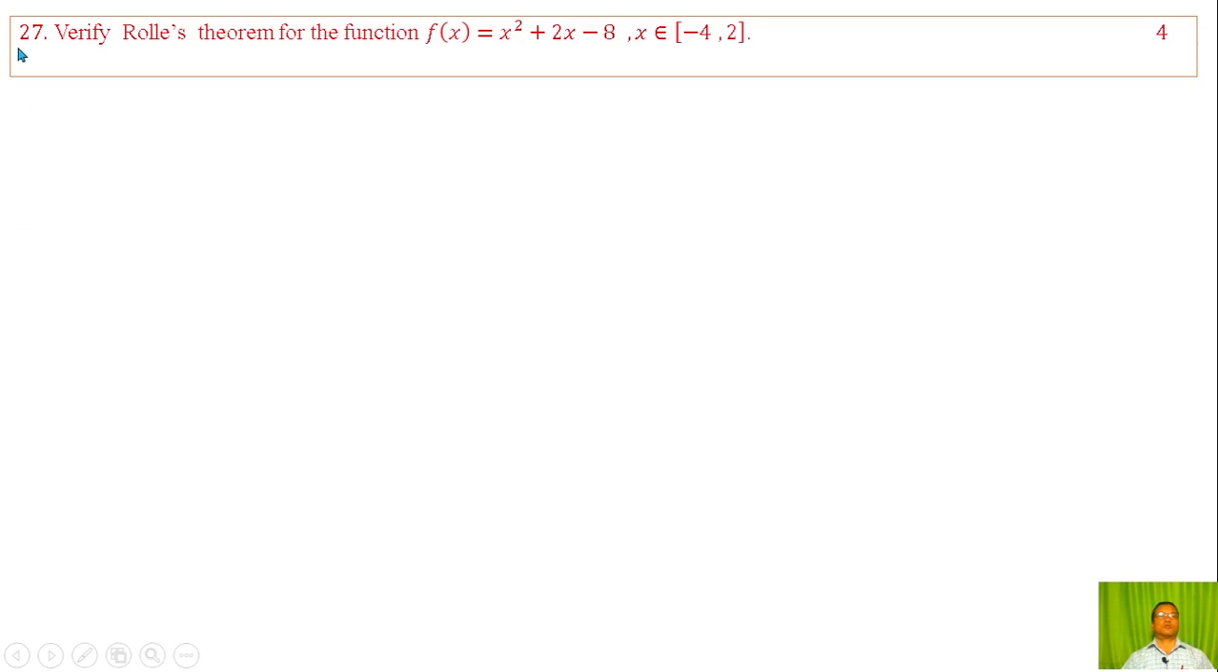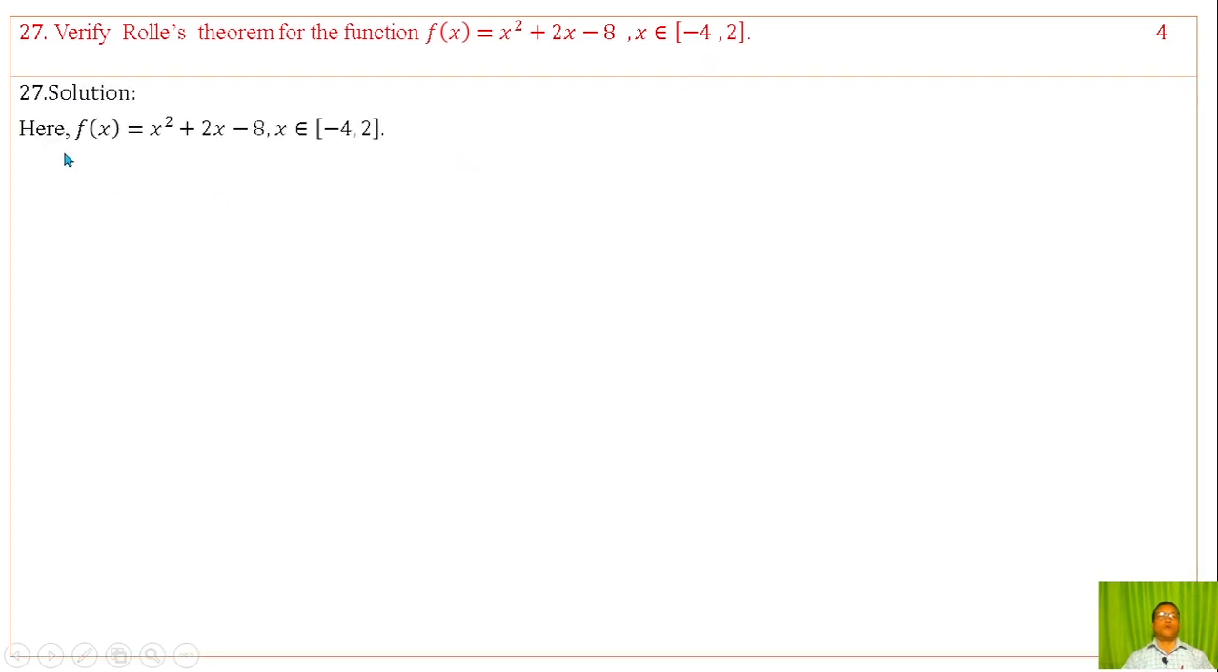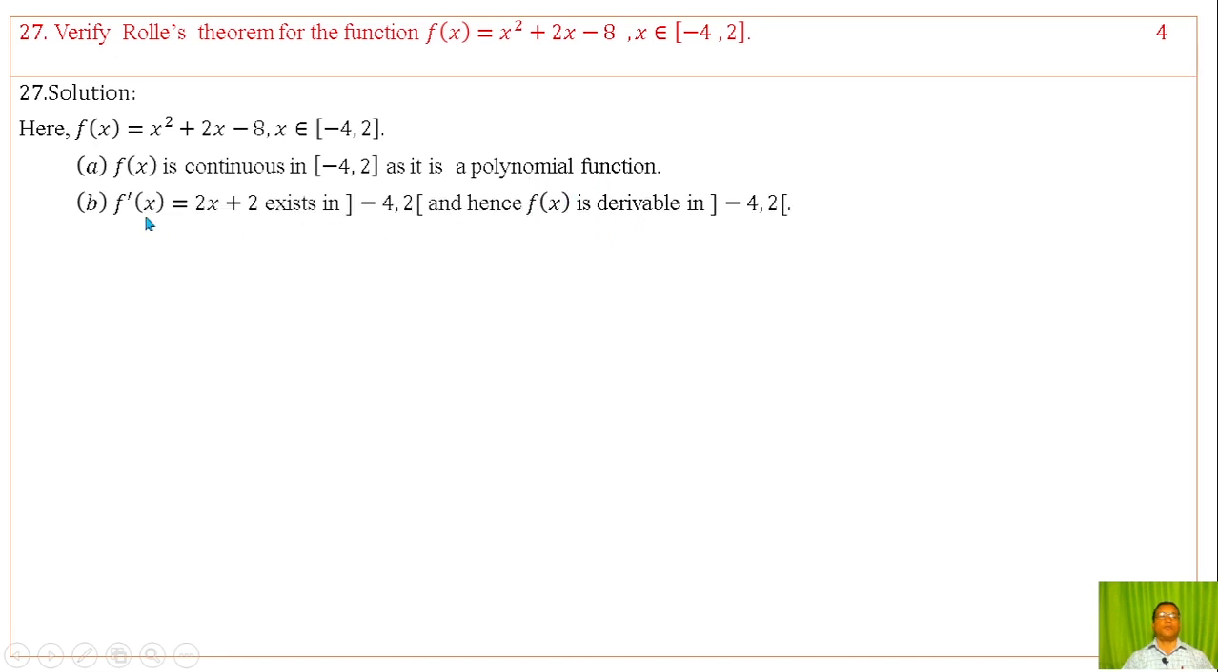Question number 26. Verify Rolle's theorem for the function this in the closed interval minus 4 to 2. f of x is this. Number 1. f of x is continuous in the closed interval minus 4 to 2 as it is a polynomial function. f dash of x is twice x plus 2, which exists in this open interval, and hence f of x is derivable in the open interval minus 4 to 2.